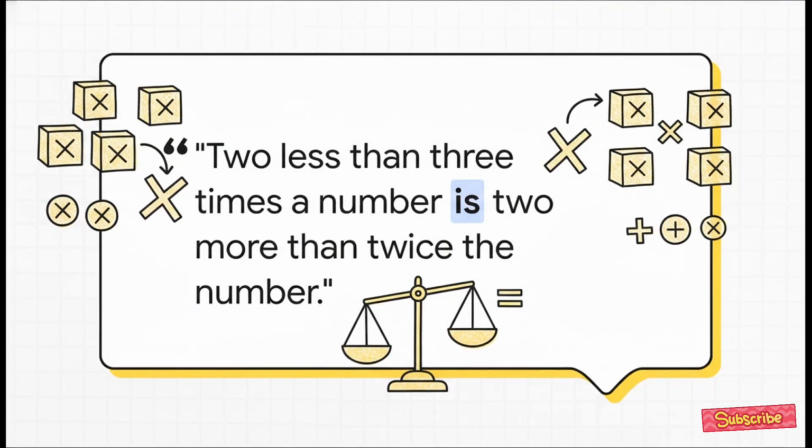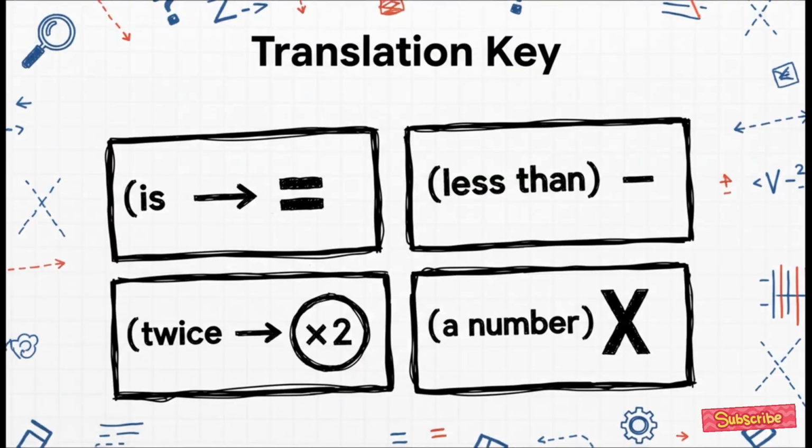So here's the English sentence we need to translate into the language of math. 2 less than 3 times a number is 2 more than twice the number. Okay, I know, it sounds like a riddle, but trust me, we're just going to break it down one piece at a time. Think of this slide as our translation key, like a Rosetta Stone for word problems.